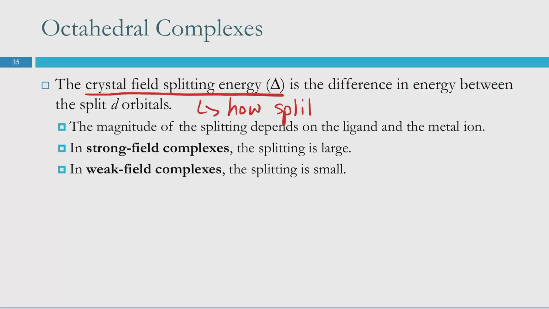It's a description of how split the d orbitals are, so how separated those energies are from each other. The magnitude, the size of that splitting, depends on both the ligand and the metal ion.